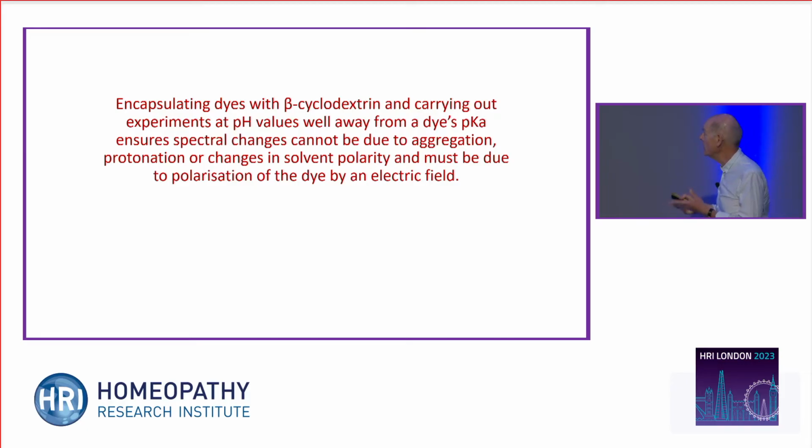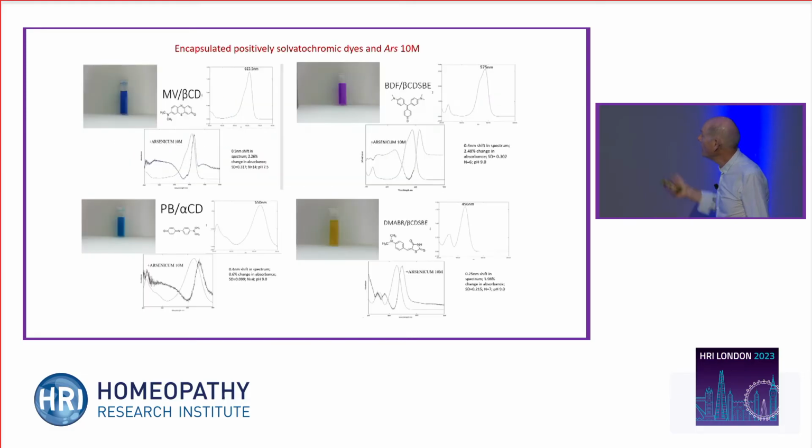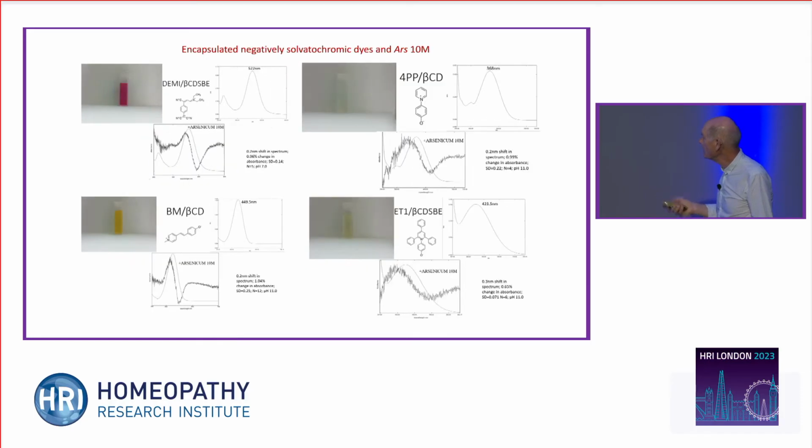So if you see any changes, it has to be due to an electric field. With 4 different positively solvatochromic dyes, you see in every case a red shift in the spectrum. All of these show a red shift. And conversely, with negatively solvatochromic dyes, 4 of them, they all show a blue shift in their spectrum. So they're all responding to some kind of electric field.